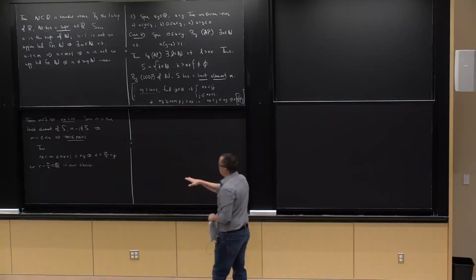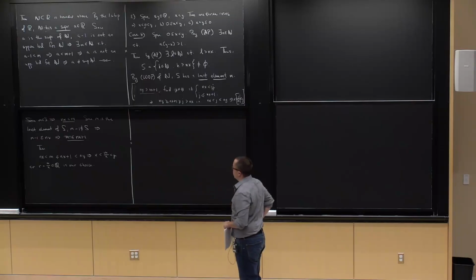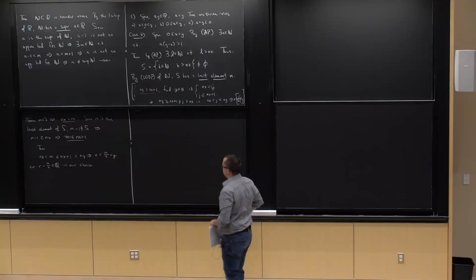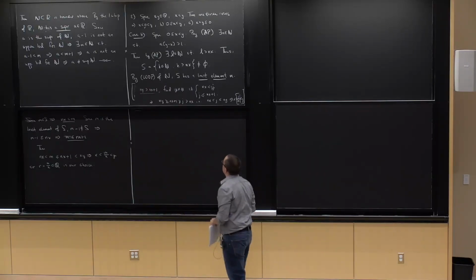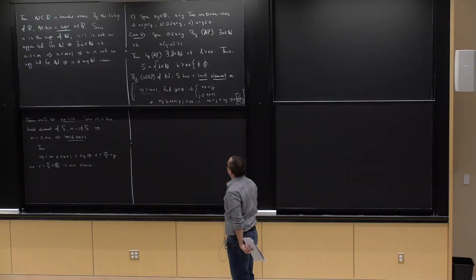One small thing, just a very minor comment. If you've got all this and you understand it, that's fine. But you may be asking, since I never actually said it out loud, where did I use the fact that x is bigger than or equal to 0?